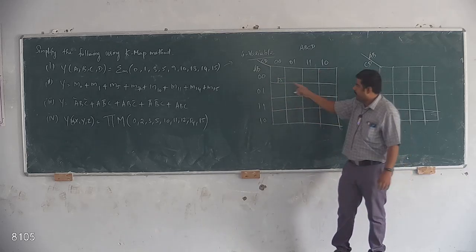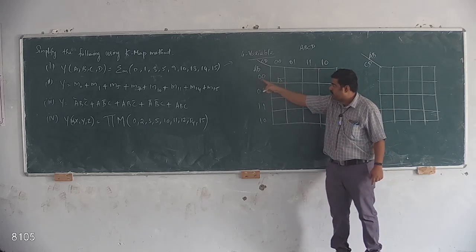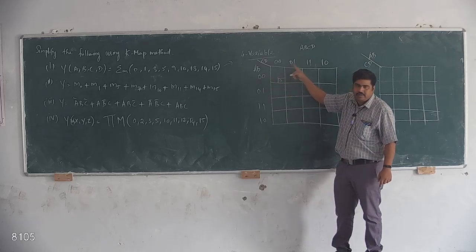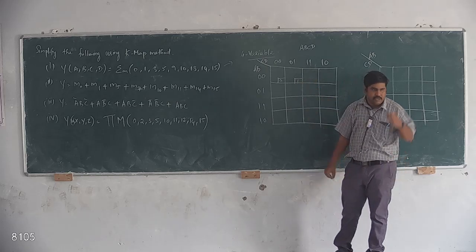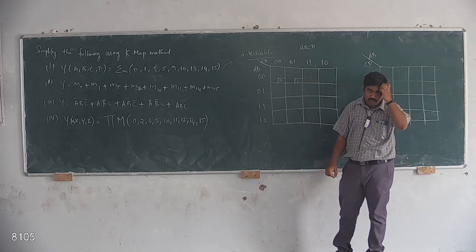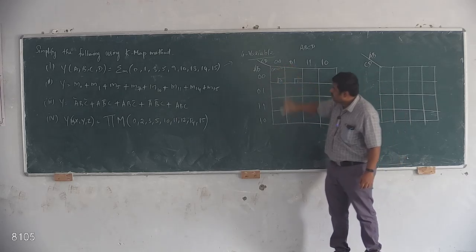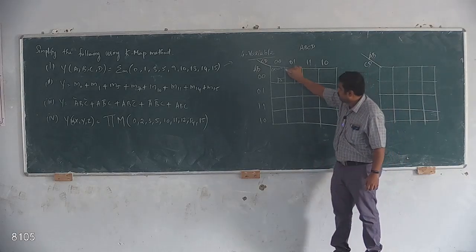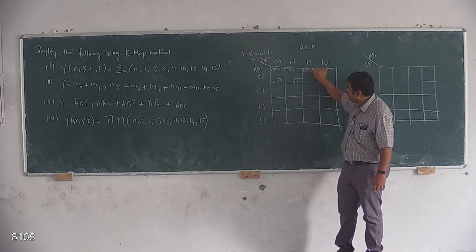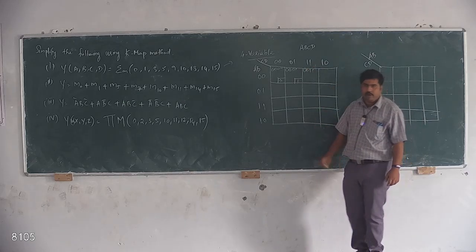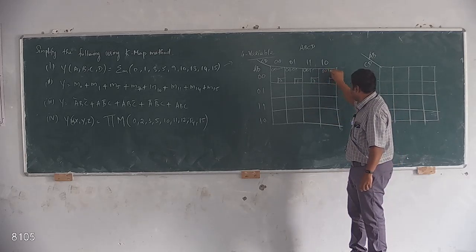Next case. This box also you should write in the form of A, B, C, D. A value is 0, B value is 0, C value is 0, D value is 1. So this value will be 1. Is it clear how I am writing this decimal value? Any doubt in this? This value, A, B, C, D is 0, 0, 0, 0, so I am writing it as 0. This value is 0, 0, 0, 1. This value 0, 0, 1, 1 is nothing but 3. Here 0, 0, 1, 0, the value is 2.